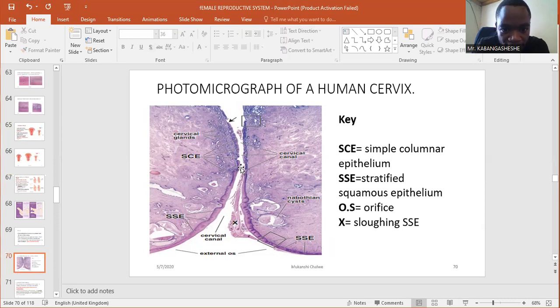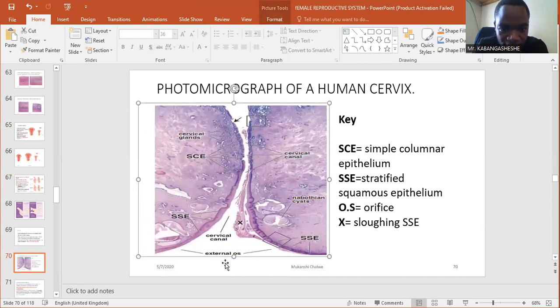So there we have a transition point where stratified squamous epithelium is transitioning with simple columnar epithelium. So this is simple columnar epithelium, which is ending somewhere here, and then transitioning to stratified squamous epithelium. This part is known as the ectocervix, lying in the vagina. This is the cervical orifice, the external cervical orifice leading into the vagina.